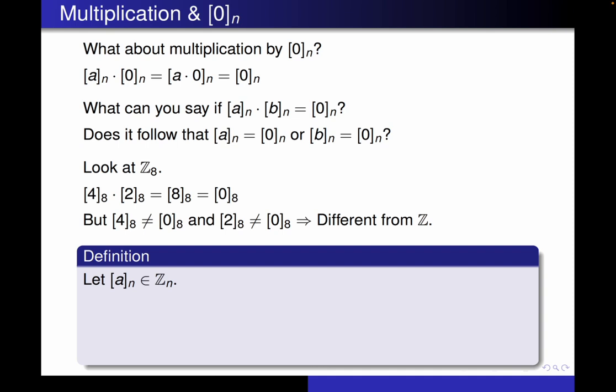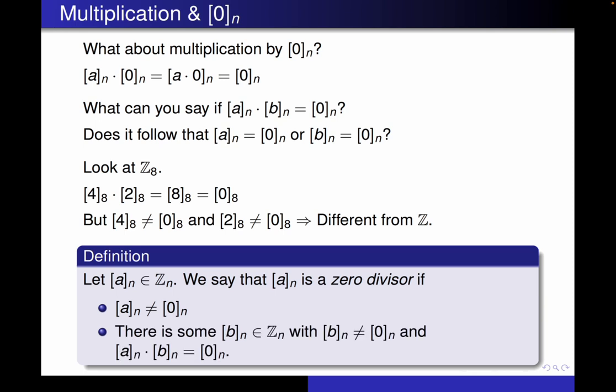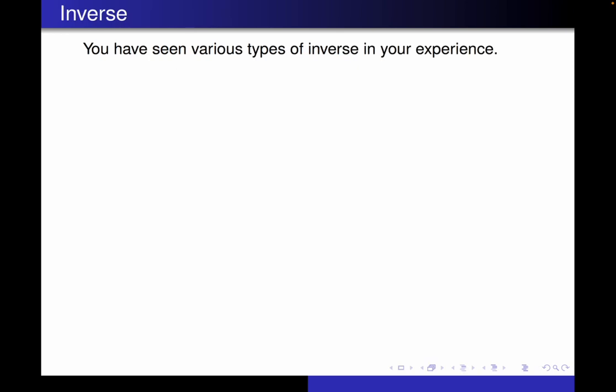So here's a definition that comes out of that. If I have a congruence class in Zn, we call that congruence class a zero divisor if a couple things happen. First of all, it has to be non-zero. Second of all, we have to be able to multiply it by some non-zero congruence class, call it bracket B, such that bracket A times bracket B is equal to 0. So that tells us something about how zero divisors work.